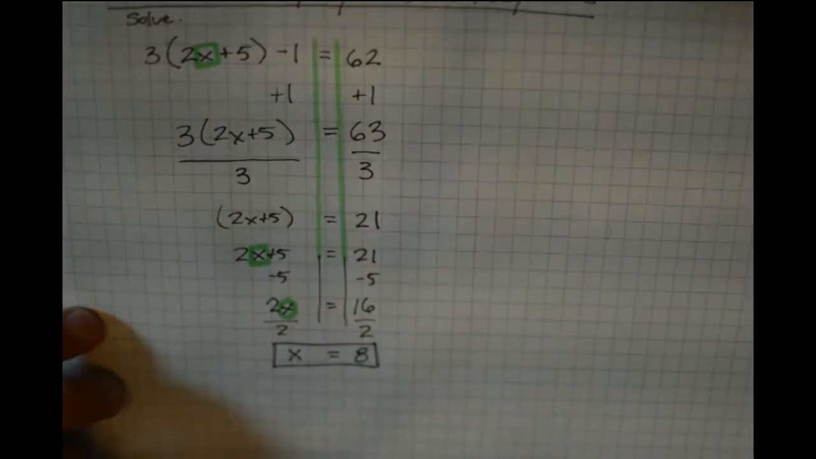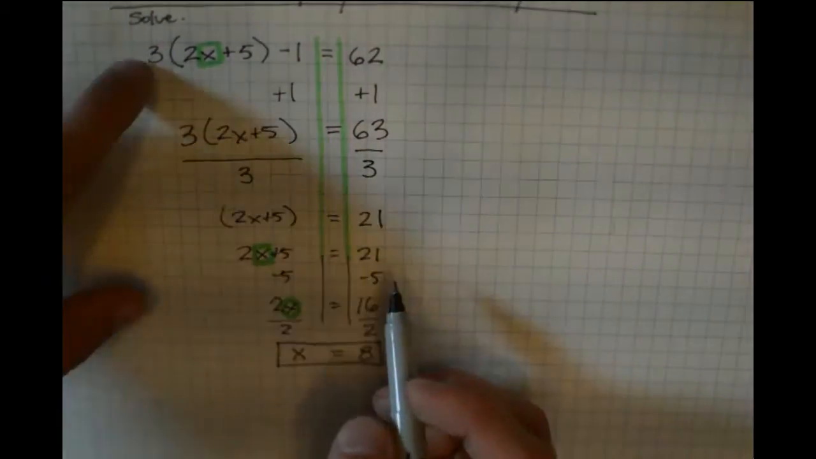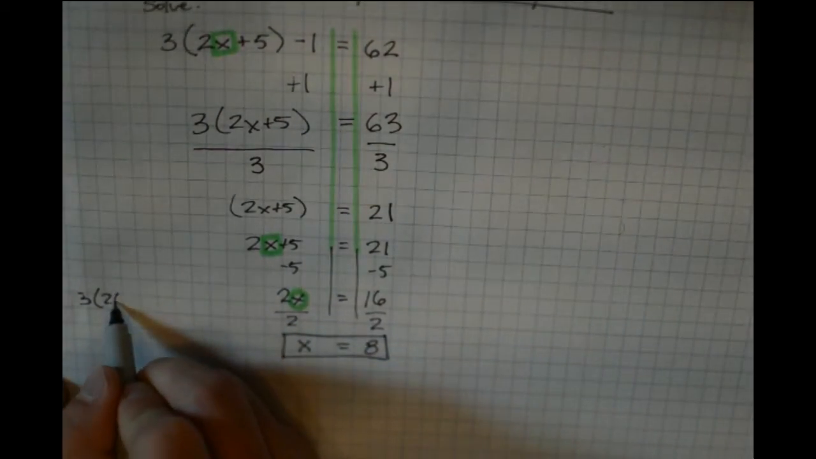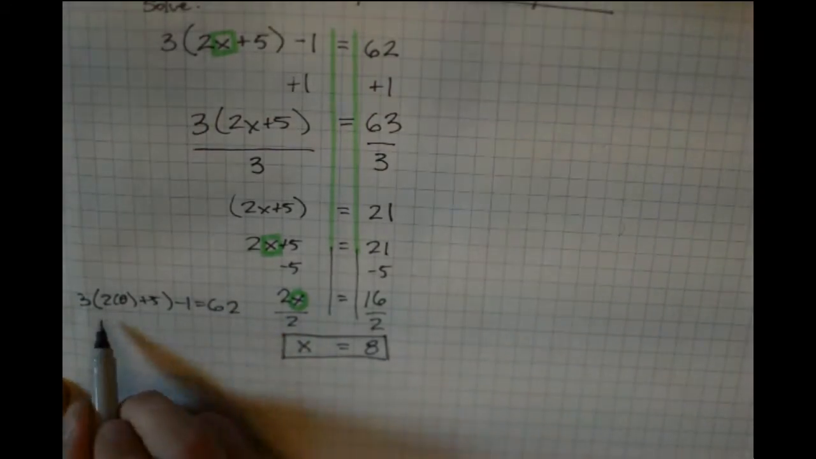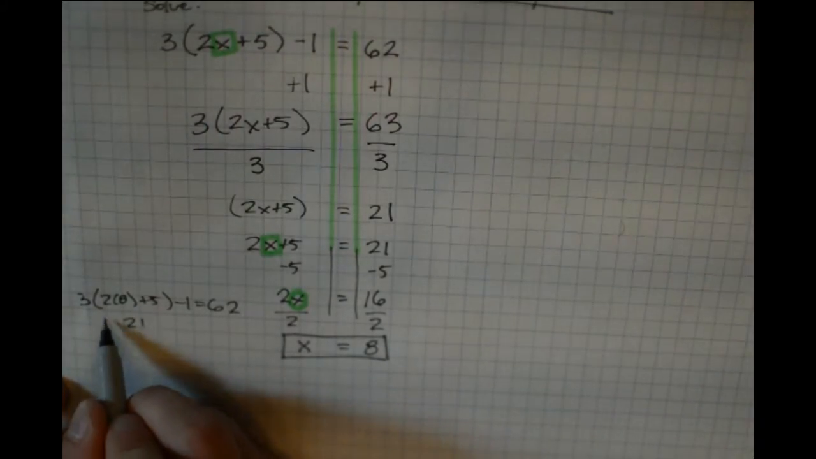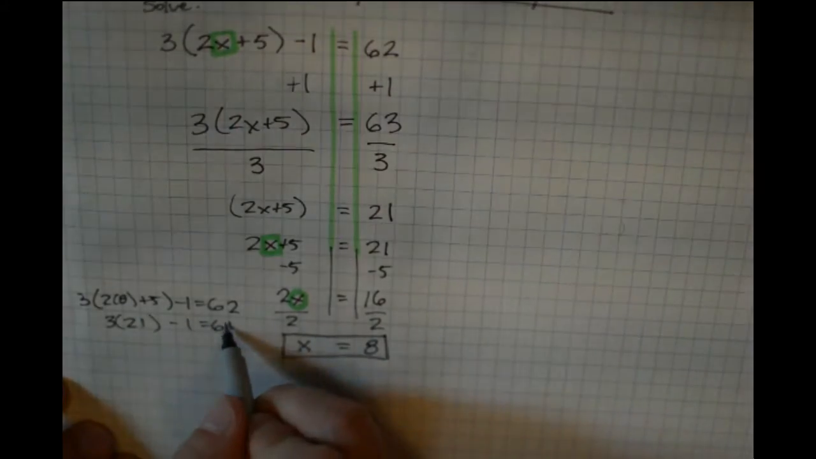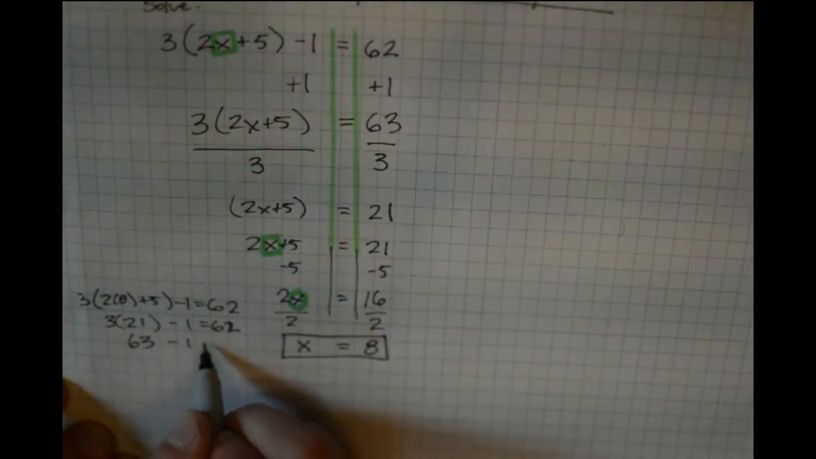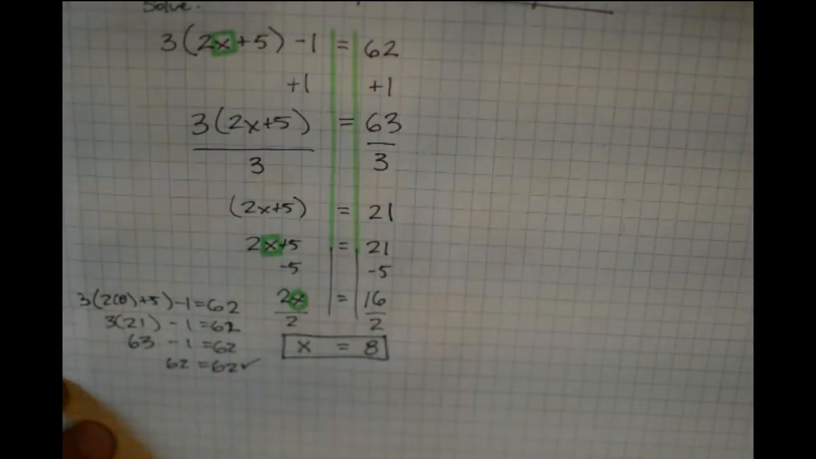Now I don't think I made any mistakes along the way, so let's go ahead and substitute this in to check it. So if you take 3 times, let's see, 2 times 8 plus 5 minus 1, we should get 62. Well, starting inside here, 2 times 8 is 16, plus 5 is 21, so 3 times 21 is 63, and 63 minus 1 is 62, so 8 is the solution.